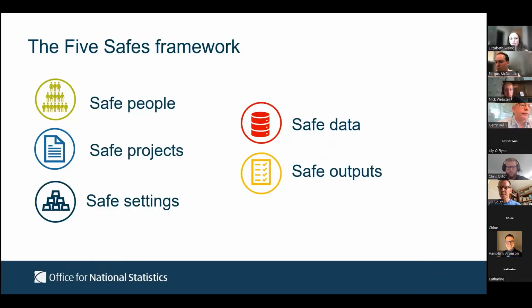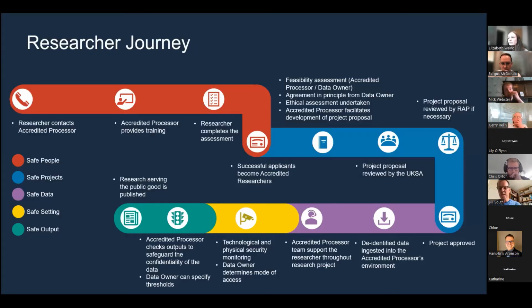So the next slide. Okay, so Lily, one of her slides touched on this already, the 5 safes framework. So it's people, projects, settings, data, and outputs. If we go to the next slide, I'll just walk through what we call the researcher journey.